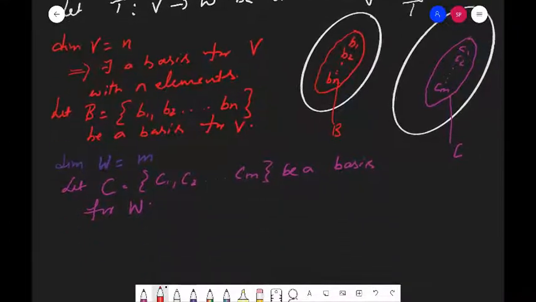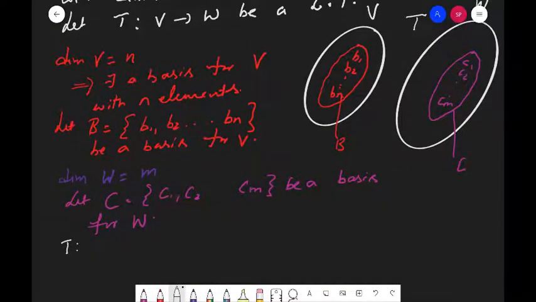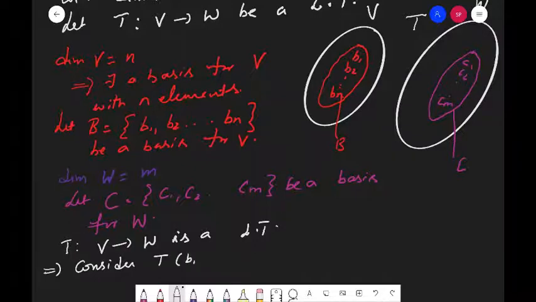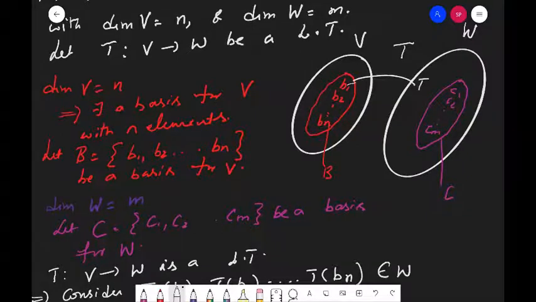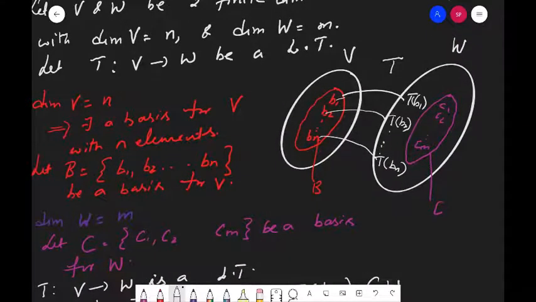Right. Now I have a linear transformation also. T from V to W is a linear transformation. This implies, consider T of B1, T of B2, T of Bn. Where will they be? They will be in W. Why? Because if I have B1, then I will have here T of B1. Where I have B2, I will have here T of B2 and so on. Where I have Bn, I will have here T of Bn. Why? Because T is a linear transformation. Now in W, I have T of B1, T of B2 and so on T of Bn and I have a basis for W also.